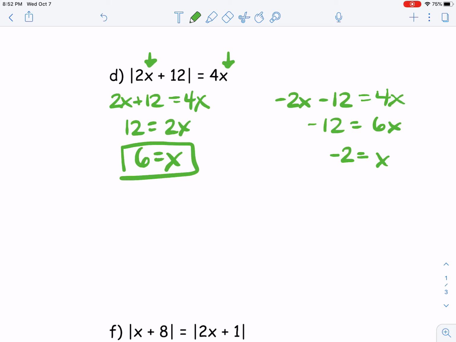But when I plug in negative 2, I'm going to get negative 4 plus 12, which is negative 8. Absolute value of negative 8 is 8, equals 4 times negative 2, which is negative 8. Negative 8 does not equal positive 8. Therefore, this is not a solution. So this is one of the ones that just has one solution. So it is going through the vertex of that absolute value graph.